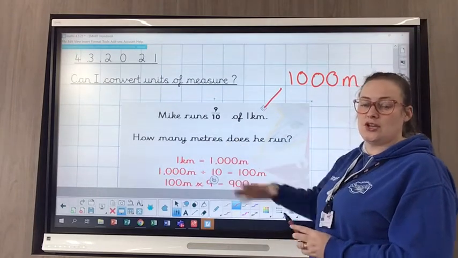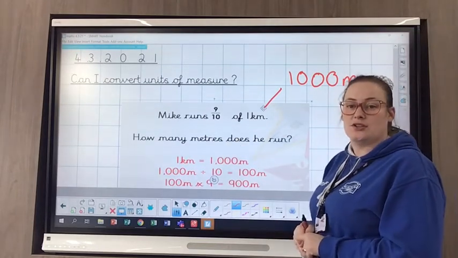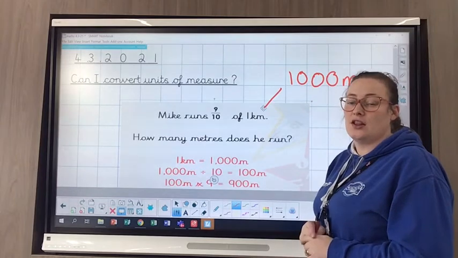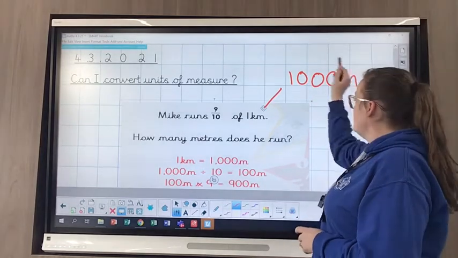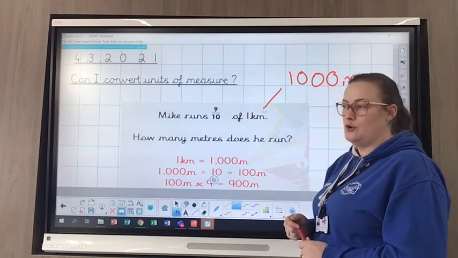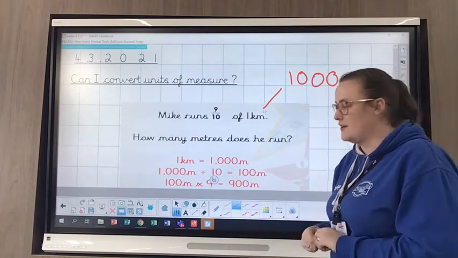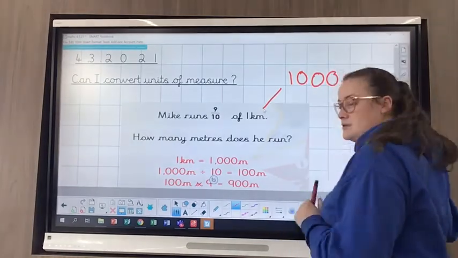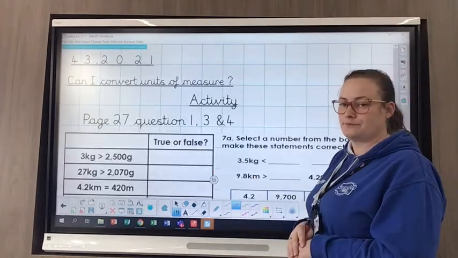Now this question is just a fraction question. It's the same that we were answering last week. Your 1,000, your kilometre, would become your whole number. You may come across one of these questions in your activity, so take care when answering.